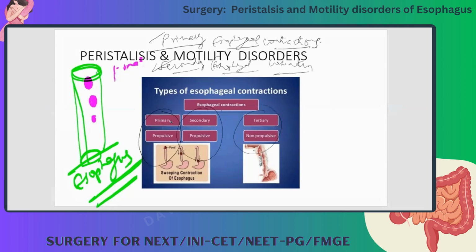And in old people, most of the times, without taking any food, there will be some contractions in between. They are pathological. These first two are physiological. They are non-propulsive contractions.